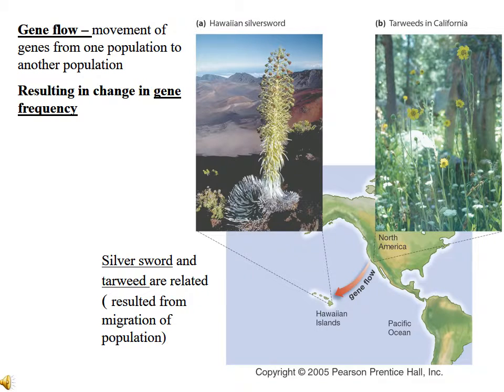Now, gene flow is the movement of genes from one population to another population. In this example, we see that the silver sword tarweed had migrated from the mainland and moved over to Hawaii. On the Hawaiian Islands, this new organism had new conditions to compete in and a different environment to grow in. As a result, it evolved into a new species. So the point of gene flow is that it results in a change in gene frequency.